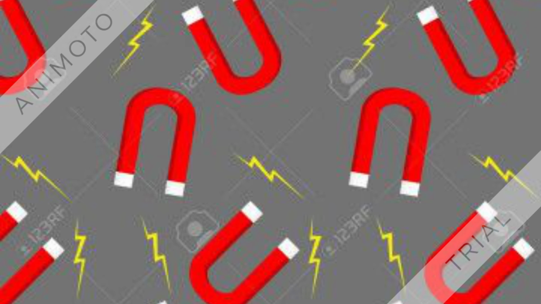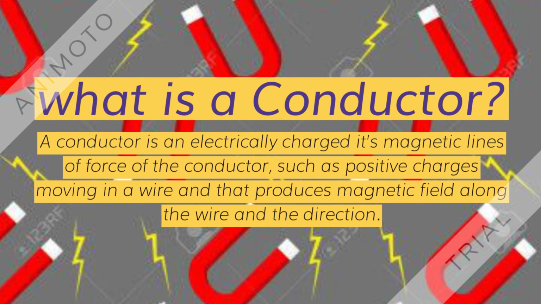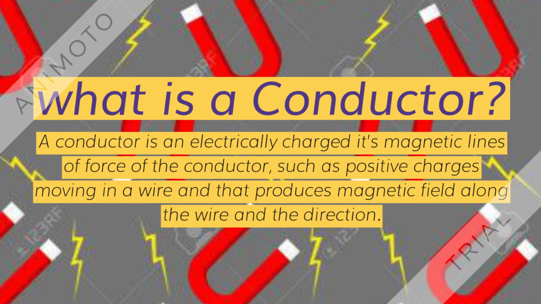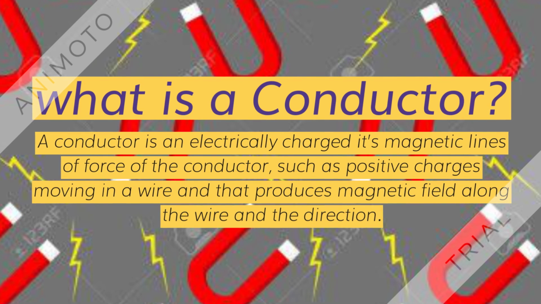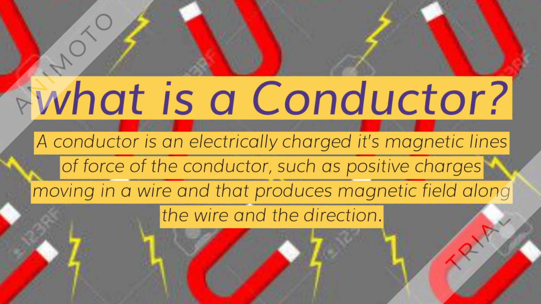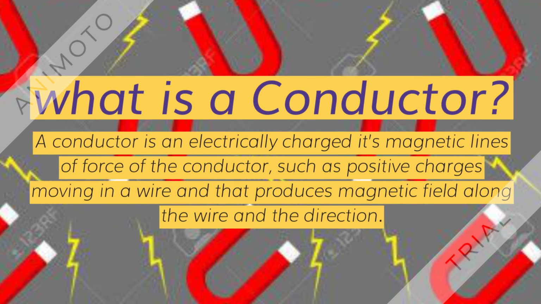A conductor is electrically charged. Its magnetic lines of force, such as positive charges moving in the wires, produce a magnetic field along the wires.